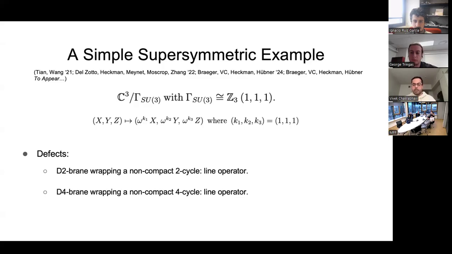And let's now take a look at what are the candidate defects I can construct. Well, there are two different types of line operators I can consider. One is given by a D2-brane wrapping a non-compact 2-cycle, and the other is given by the dual D4-brane wrapping a non-compact 4-cycle.